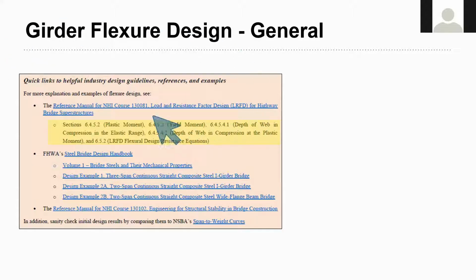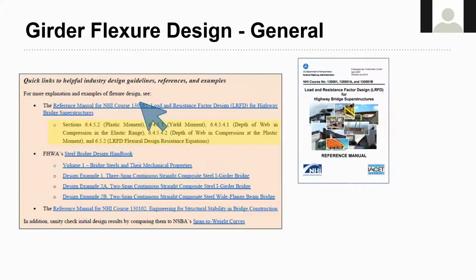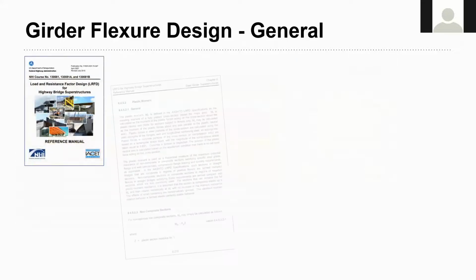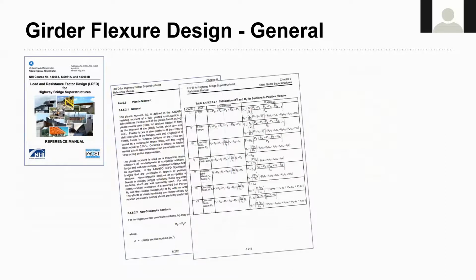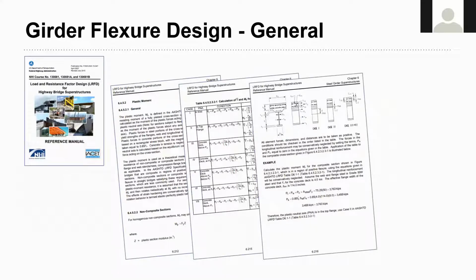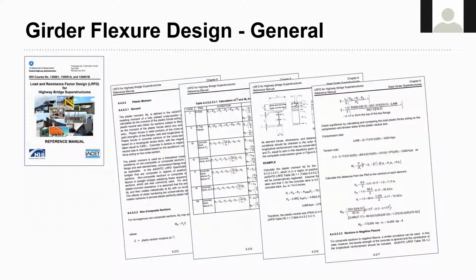So if I go ahead and click on that reference manual, it'll open up on my screen and take me right to it. Now I do have to go find section 6.4.5.2, but you can see it explains in detail and provides a lot of background on the calculations to come up with the plastic neutral axis, where it is located, and how to come up with my plastic moment. And then it provides some example calculations as well to help you define those.